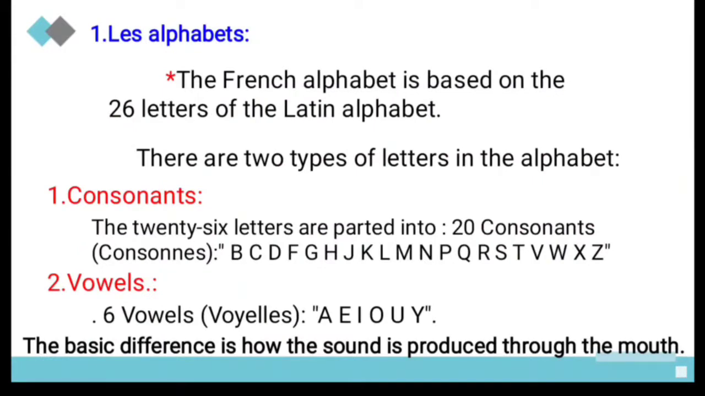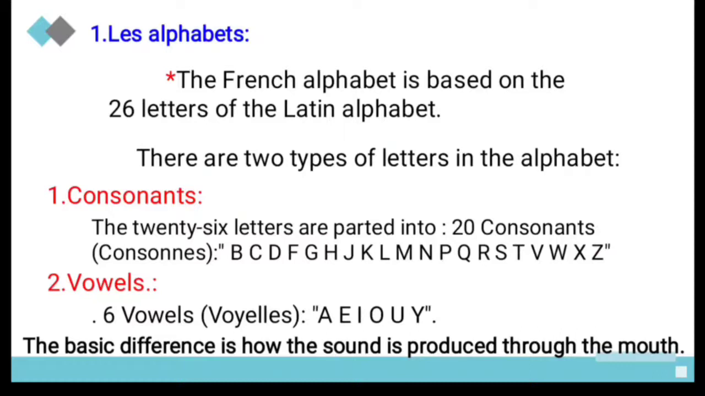Les alphabets means what? That is the French alphabets. So how do you say the ABC in French? What are the differences? The basic difference is how the sound is produced through the mouth, and it is very important to understand that the letters of the alphabet do not always represent the same sound as in English.